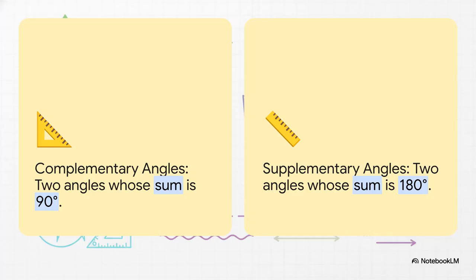And it all comes down to two magic numbers, 90 and 180. Complementary angles are two angles that team up to make a perfect 90-degree corner. Supplementary angles, on the other hand, team up to make a perfect 180-degree straight line. Easy way to remember? C for corner, S for straight.